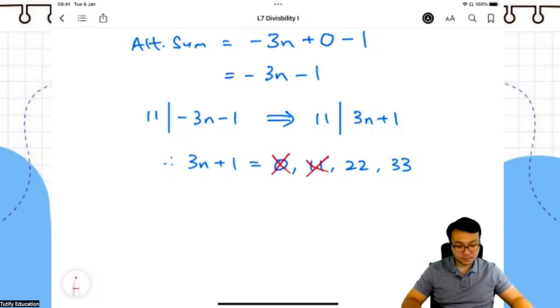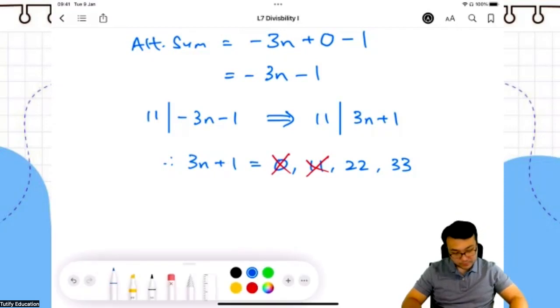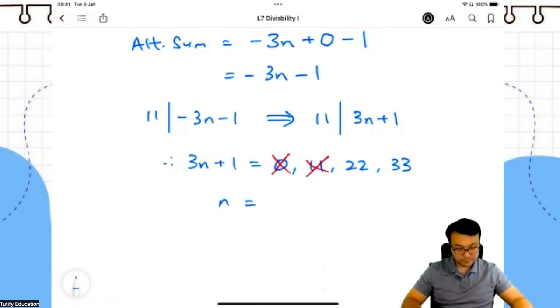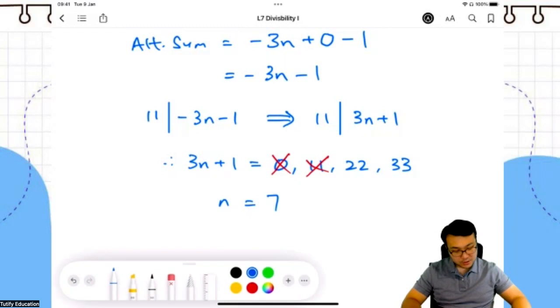22. Yes. Very good. What is the value of n that will give you 22? 7. Well done. 3 times 7 is 21. 21 plus 1 is 22. So n equals to 7.